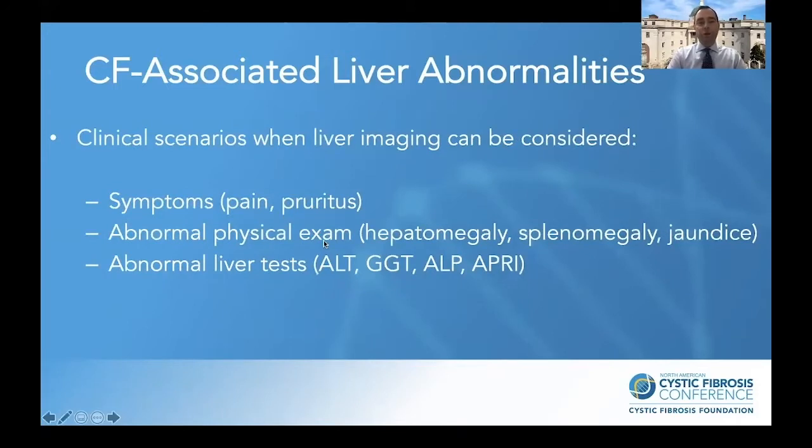Some clinical scenarios where liver imaging can be considered. Clearly, the presence of pain in the right upper quadrant, which could raise concerns for hepatic and biliary abnormalities, along with pruritus or itching. An abnormal physical exam, such as hepatomegaly, splenomegaly, and jaundice. Clearly, we would like to make the diagnosis of CF-associated liver abnormalities early, but at the very least, an abnormal physical exam should prompt an imaging study. And the more complex discussion of how to integrate ultrasound and even MRI in the evaluation of abnormal liver tests, of which I'll have further discussion briefly.